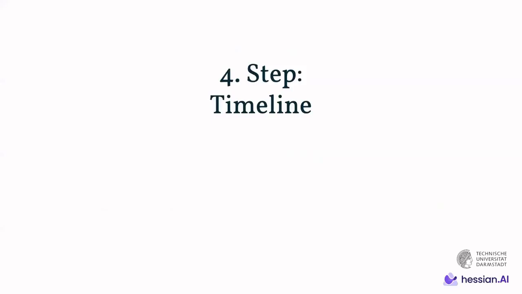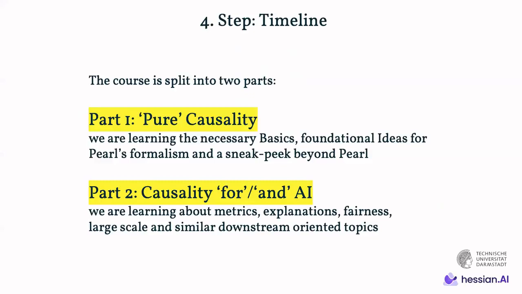Now, maybe most importantly, the course structure, the timeline. We are going to have two parts. The first part is going to be pure causality. We are really going to learn the basics for discussing all the ideas, which is going to happen next week. Then foundational ideas for Pearl's formalism, which is the key formalism that we are going to use, arguably the most successful one in AI and machine learning. And then we are also going to have a sneak peek beyond Pearl, things like actual causation in the discussion with Halpern, Granger causality, and so on and so forth.